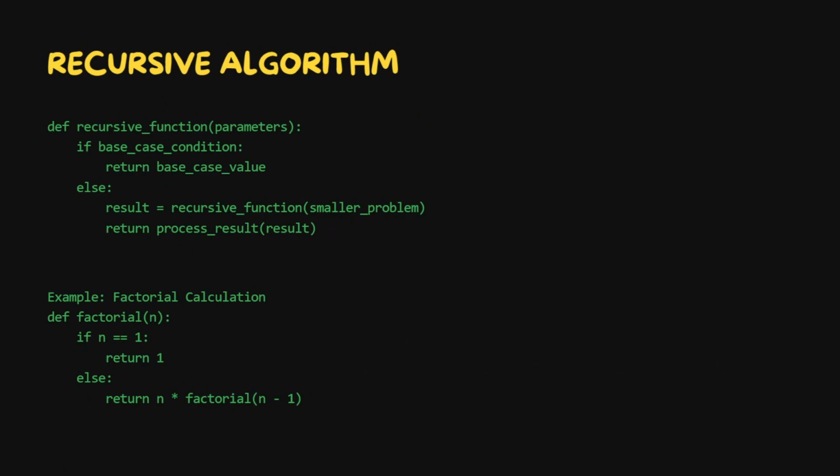Let's implement factorial in Python. This is the factorial calculation implementation in Python. We will define factorial of n. If n is equal to 1, we will return 1, which is the base case value. In the else case, we will return n times factorial of n minus 1. If you call factorial of 5, the function will recursively calculate 5 times 4 times 3 times 2 times 1, which results in 120.